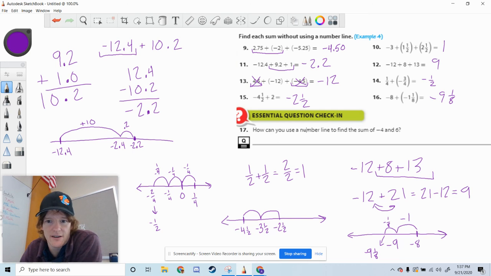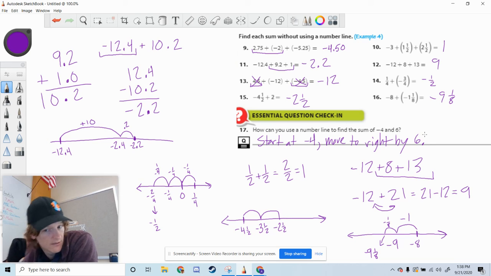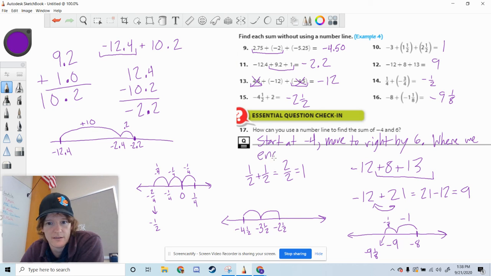For number 17, how can you use a number line to find the sum of negative 4 and 6? Well, we would start at negative 4, move to the right by 6. I guess we can say where we end is the sum.